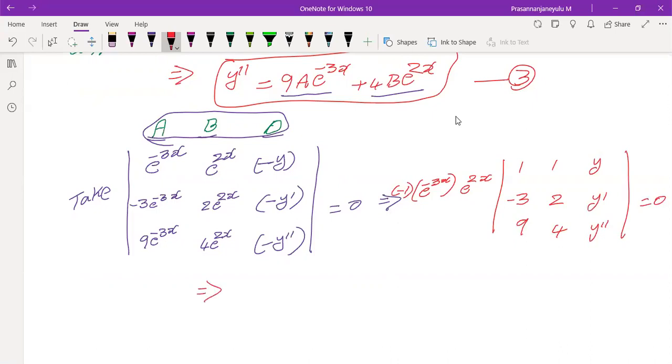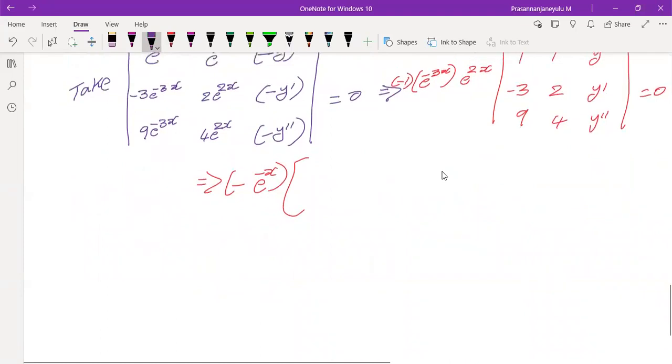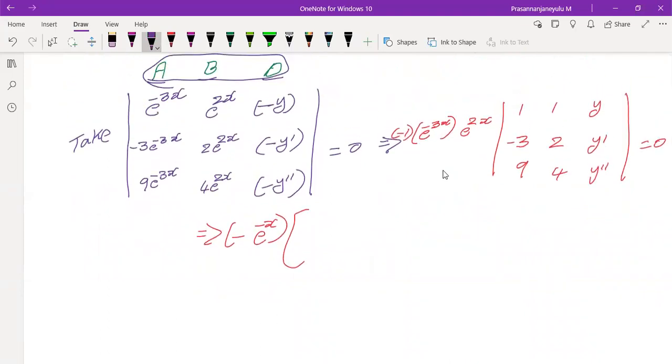Now that implies minus e power minus 3x into e power 2x into minus 1, into the determinant of this 3 by 3 matrix. While we find the determinant of this 3 by 3 matrix, you can take it along the first row, second row, third row, or first column, second column, third column, but I am finding it along the third column because we require y dash, y double dash, and so on. All the remaining elements are constants, so we will get it easily if we do it like this.